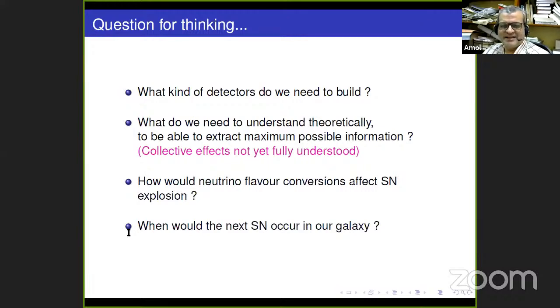Okay, and at least we know that in our galaxy, in the last about 35 years, as far as we know, there was no failed supernova. Because if there was a failed supernova, then we would have observed it in neutrino detectors. As far as I know, that has not happened yet.